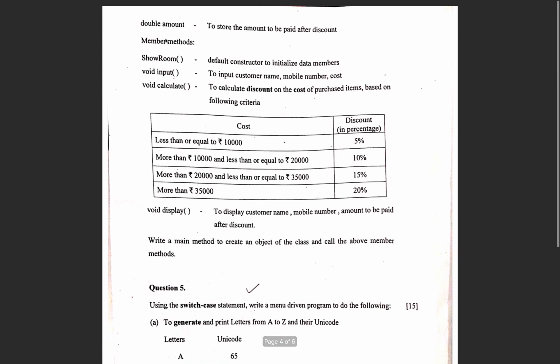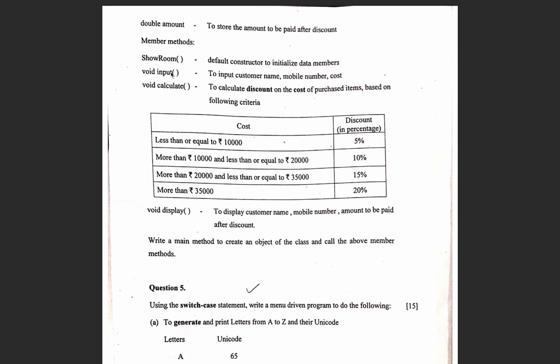So in this video, we are going to solve question 4 of ICSE Computer Applications paper 2019. The question 4 says, design a class named ShowRoom with the following description. Instance variable data members are: string name to store the name of the customer, long mobile number to store the mobile number of the customer, double cost to store the cost of the item purchased, double disk to store the discount amount, double amount to store the amount to be paid after discount.